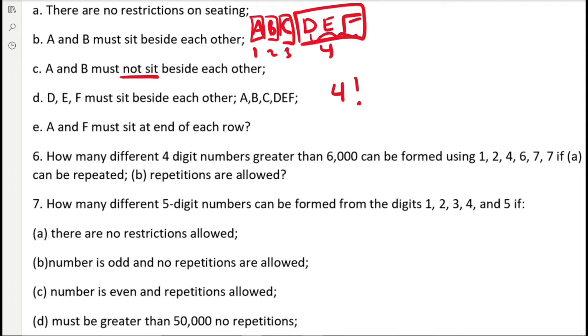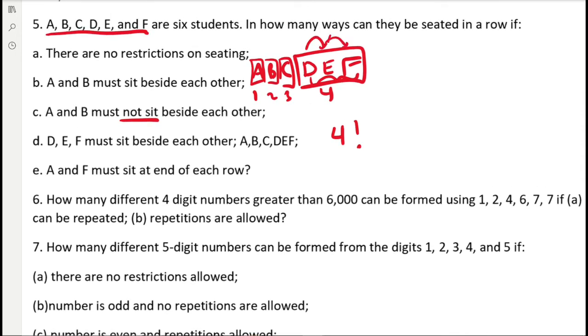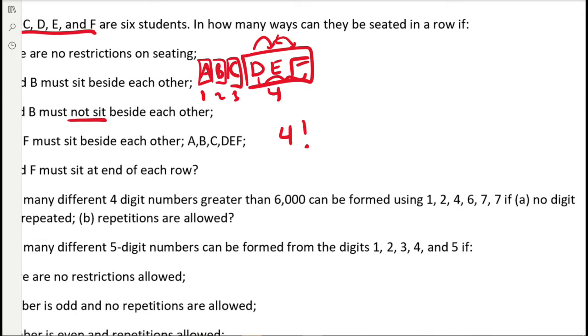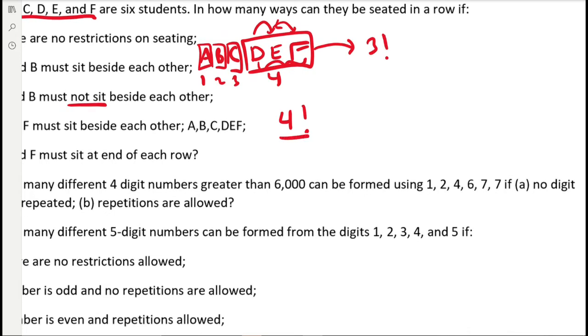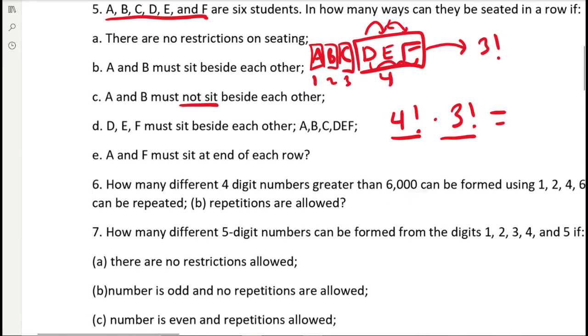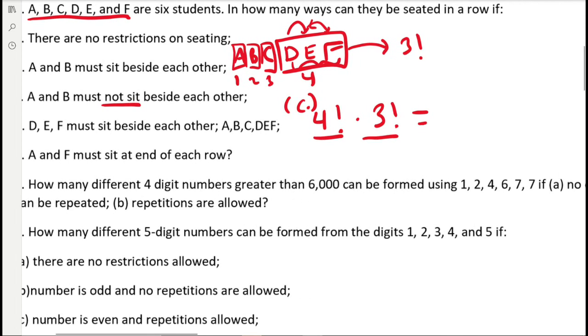Now, if you look at DEF, how many ways do I have to arrange the letters in the group DEF, where I can arrange them in any order? That would be three factorial ways. So by the fundamental counting principle, we multiply those two different ways of doing things, and we get our answer: 4 factorial times 3 factorial. 4 factorial is 4 times 3 times 2, that's 24, and then 3 factorial is 6.